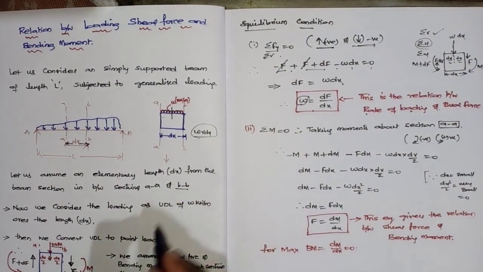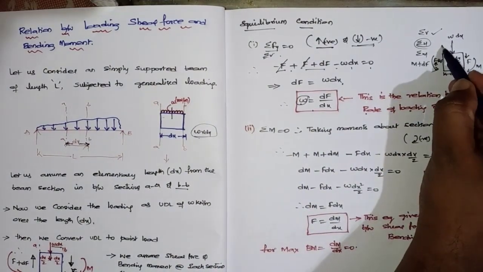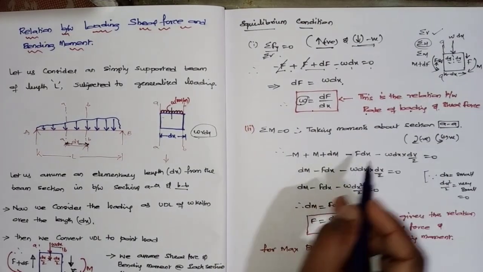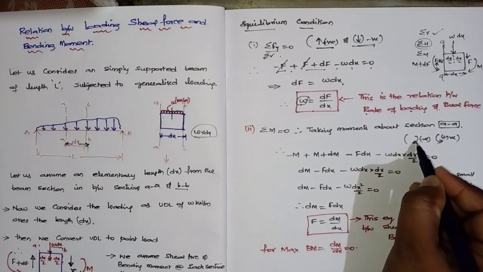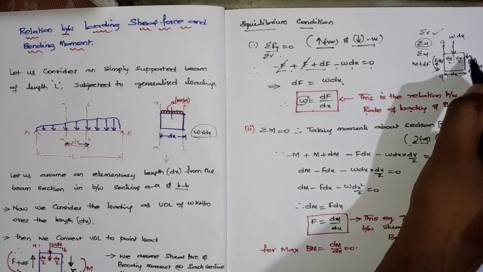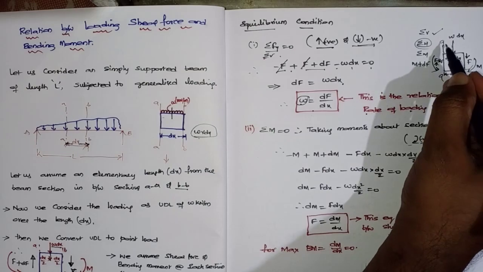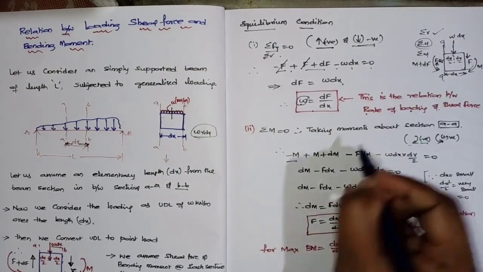And for the same figure, if I take moments about section AA, here also I consider clockwise as negative and anticlockwise as positive. So this is acting in the anticlockwise direction, this in the clockwise direction, so minus, plus this is acting as what?